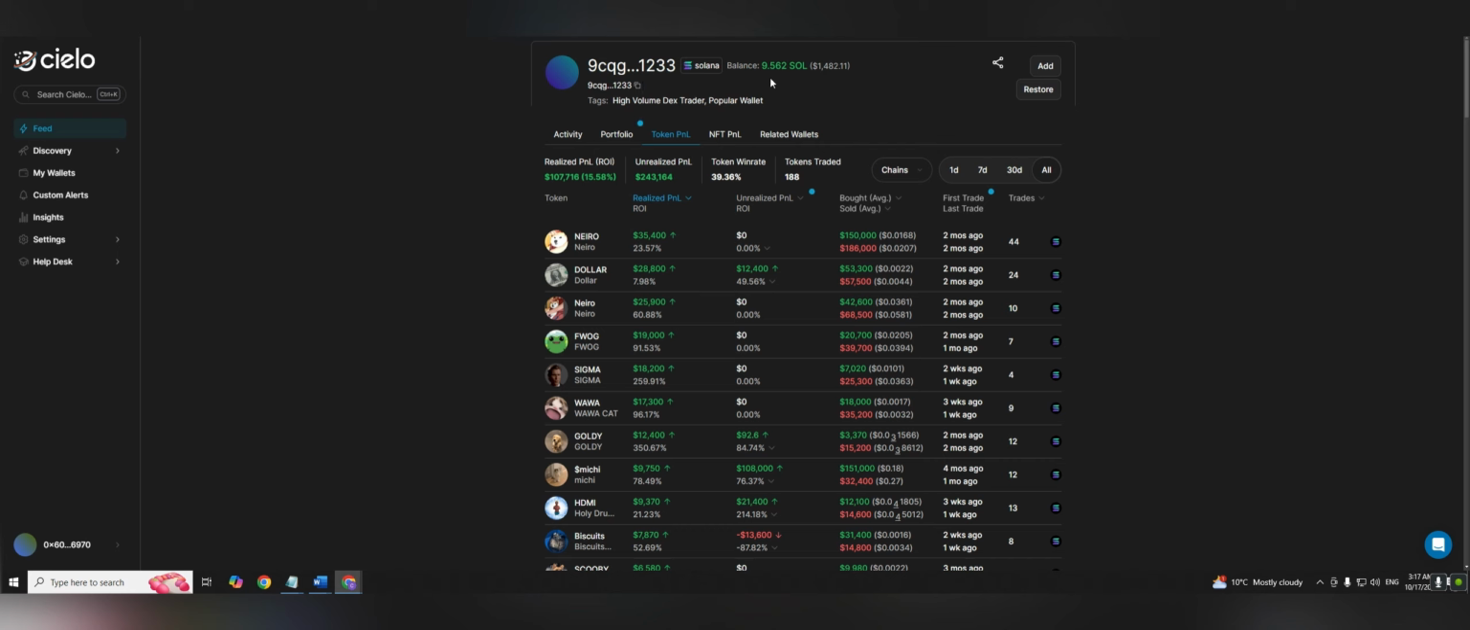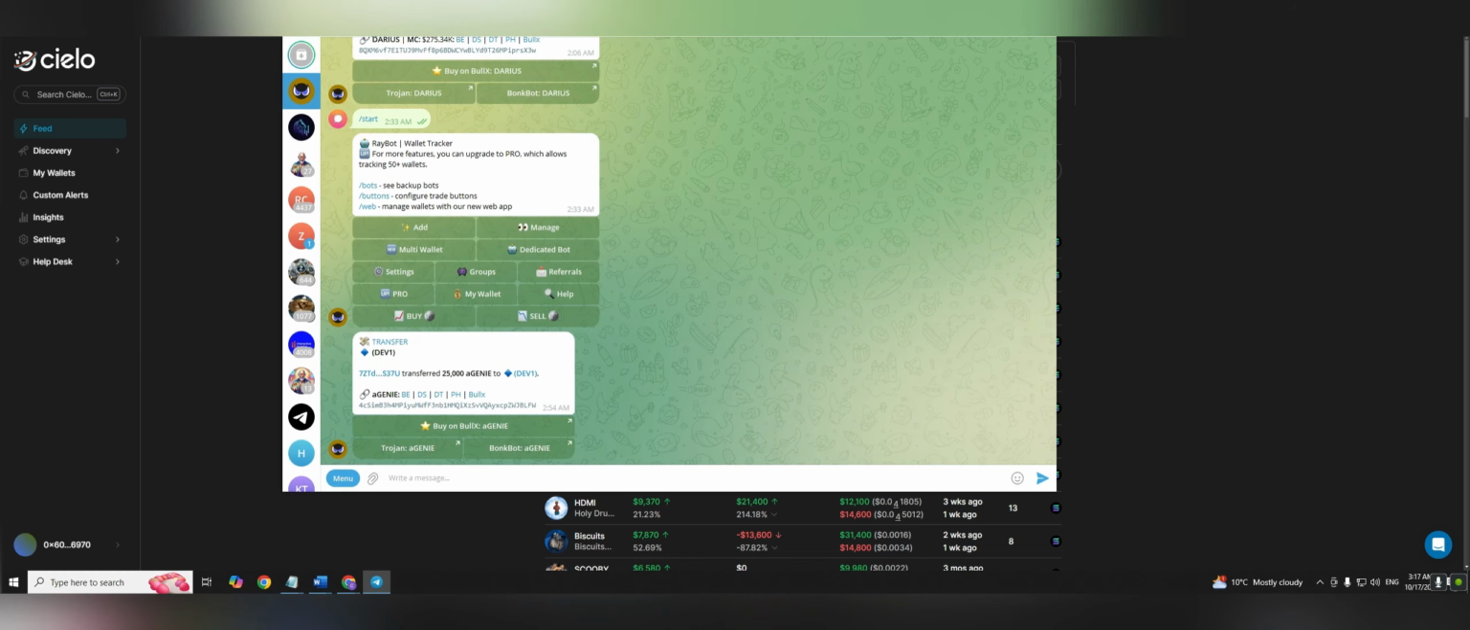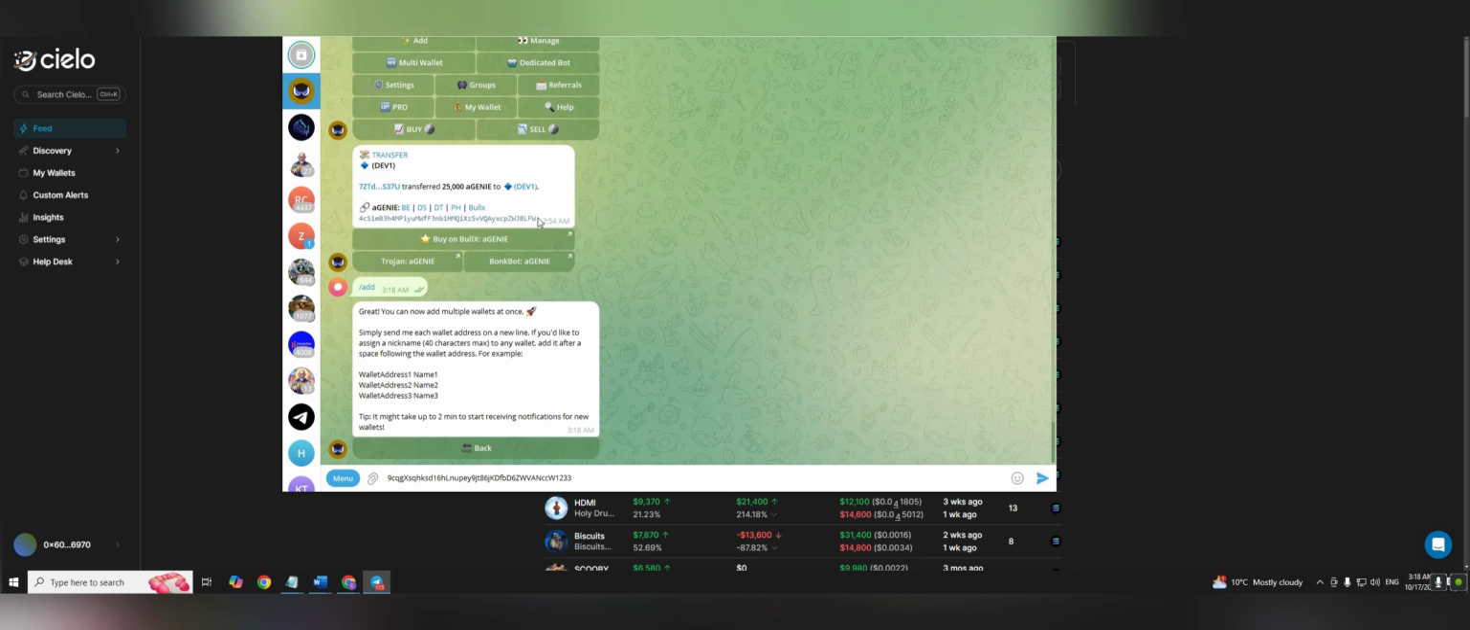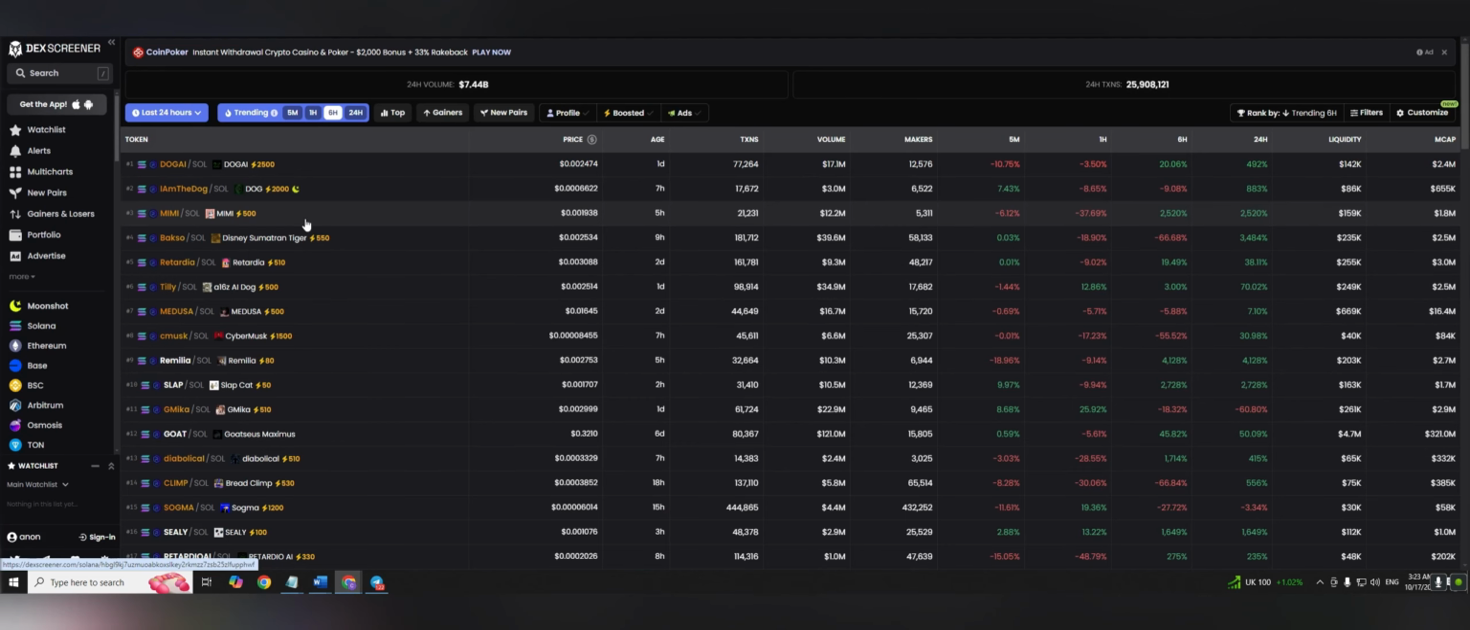If you do not have the funds to pay for a wallet tracker like Cielo Finance, I recommend using a Telegram bot called Ray. Ray Gold is a wallet tracker that you can use completely for free, and I've used it for a couple months now. What you can do is just click add, paste the wallet that you want to track, and name it Mr. Punk, for example.